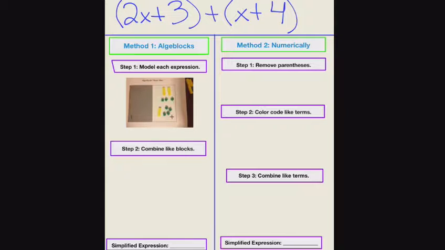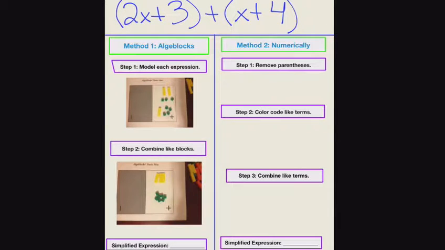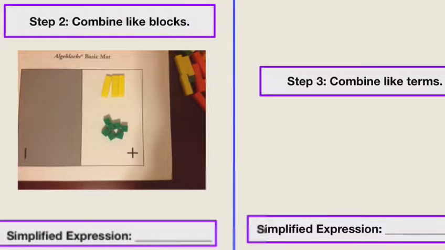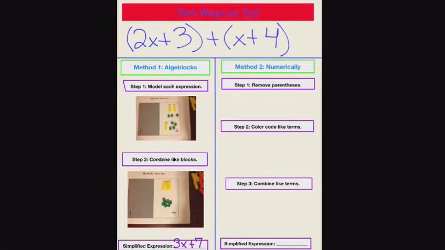Okay. And then the last step, remember, is to write that simplified expression. So I can see here that I have modeled 3x plus 7. Okay, and that's my simplified expression. Now we're going to try this same expression numerically.